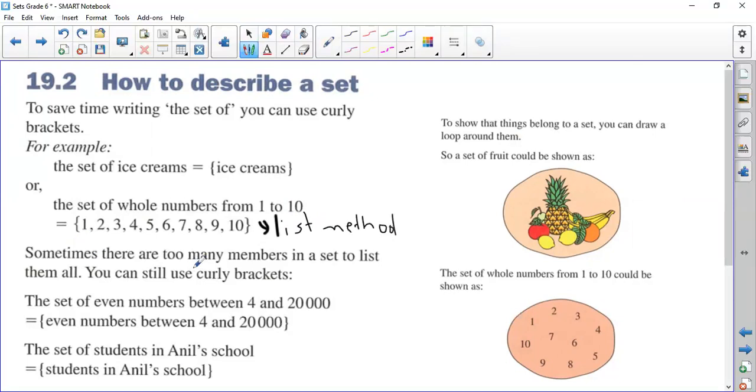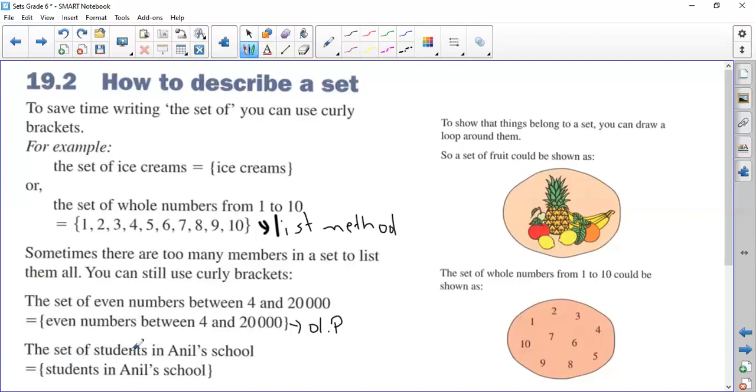Sometimes there are too many members in a set to list all of them. Again, we'll use the curly brackets, but we have to write the property of these elements inside the brackets. This one is the defining property. So for the set of even numbers between 4 and 20,000, there are a lot of numbers, so I cannot list them. So I will write the set of even numbers between 4 and 20,000. This is called the defining property way, the common property.